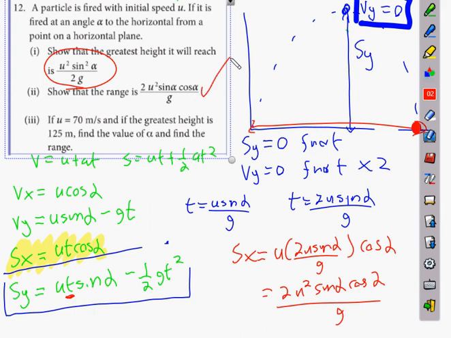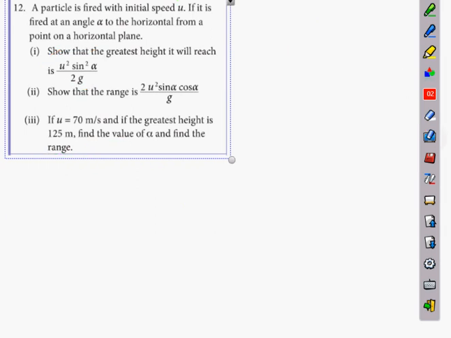Now finally, if U equals 70 and the greatest height is 125, find the value of alpha and hence find the range. In this question, we're lucky enough that they give us the two equations to use to begin with. So we can use the work we've already done to answer this question. U is 70, find the greatest height. I'm just going to use this equation right here.